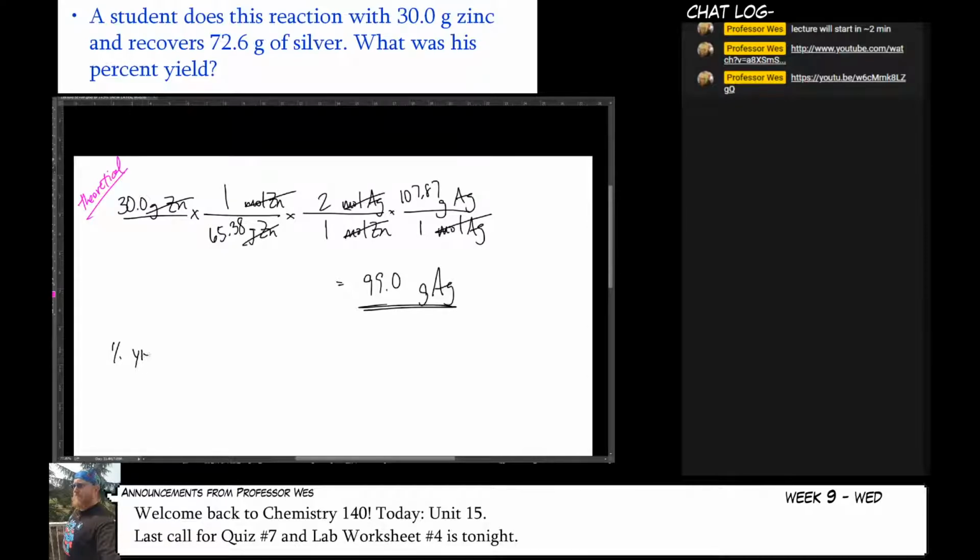But their percent yield, which is actual over theoretical, they actually produced 72.6 grams of silver. So their percent yield was 73.3%. All right, there you go.